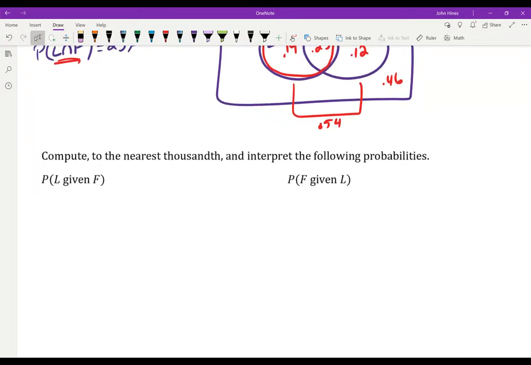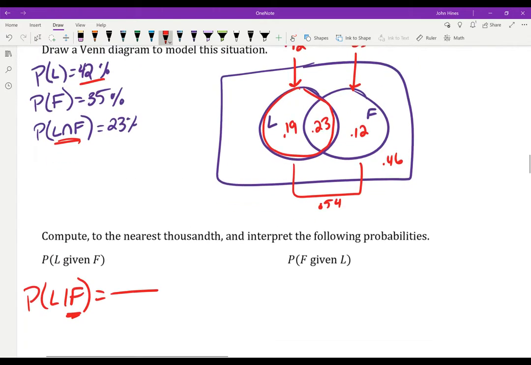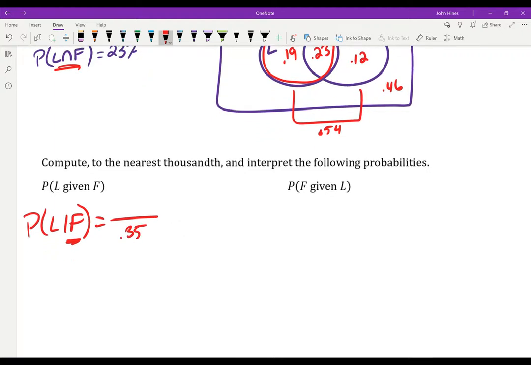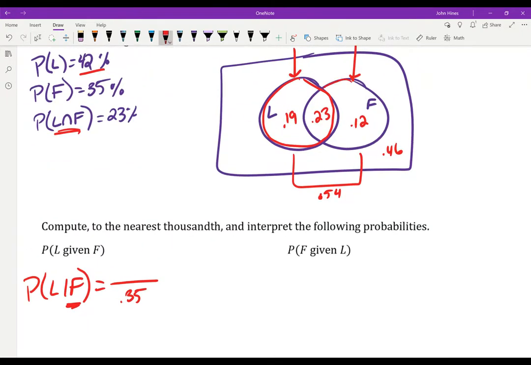So compute the following probabilities. The probability of L given F. I'm only allowed to pick from the F's. F was my given. My universe shrunk to that 35%. I'm only allowed to pick from these people here. How many of these people are L's? What's the probability of picking an L from that circle? It's 23 out of 35. That comes out to be 0.657.